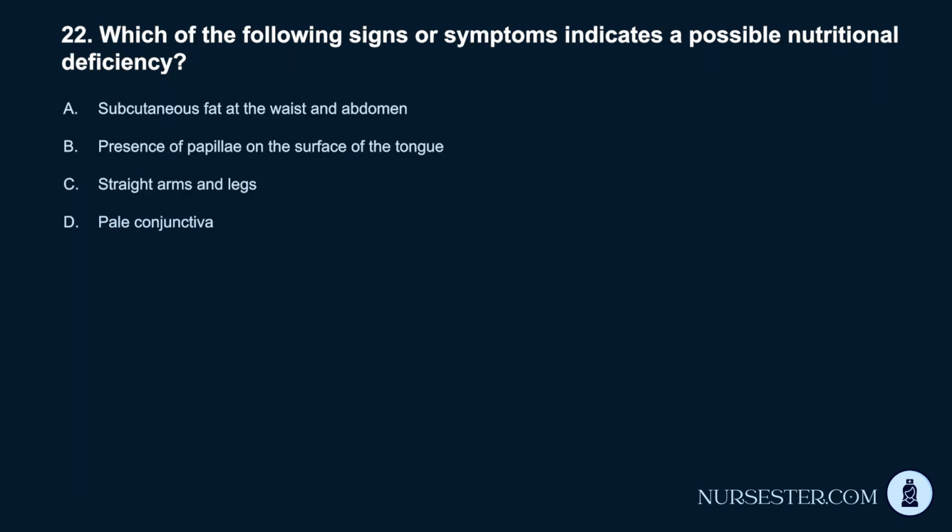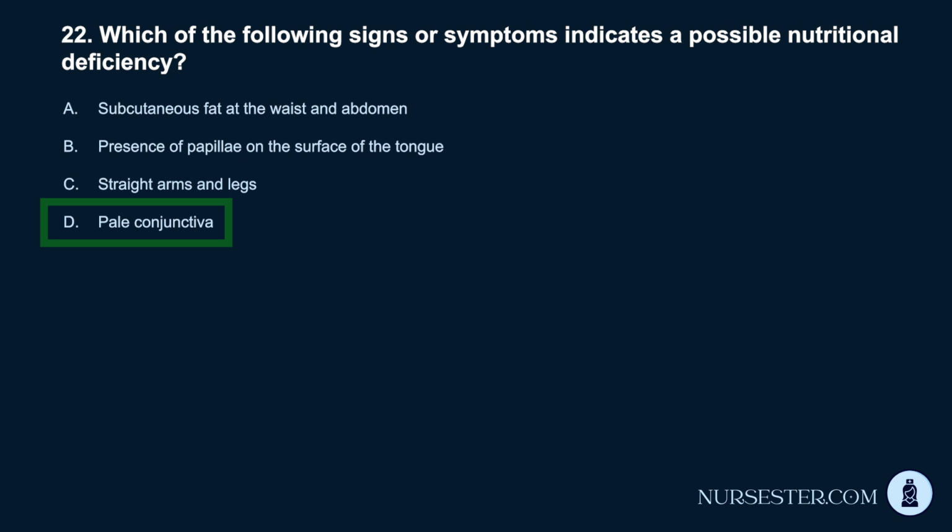22. Which of the following signs or symptoms indicates a possible nutritional deficiency? A. Subcutaneous fat at the waist and abdomen. B. Presence of papillae on the surface of the tongue. C. Straight arms and legs. D. Pale conjunctiva. Correct answer, D.